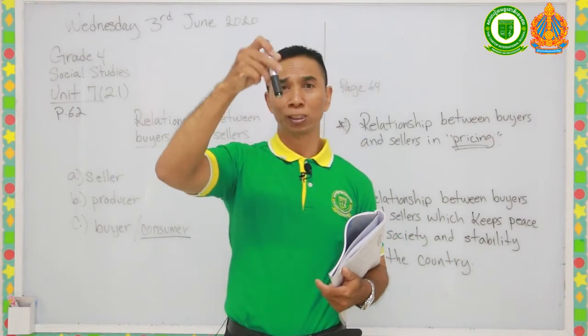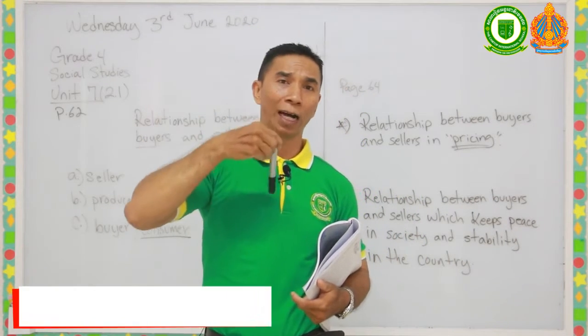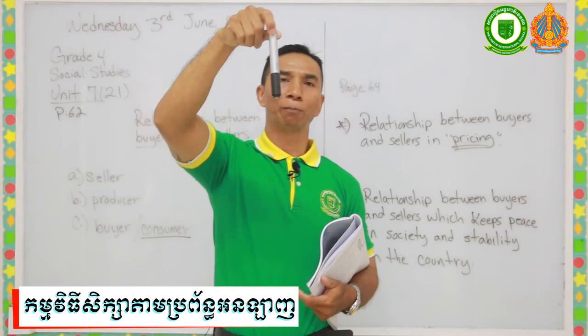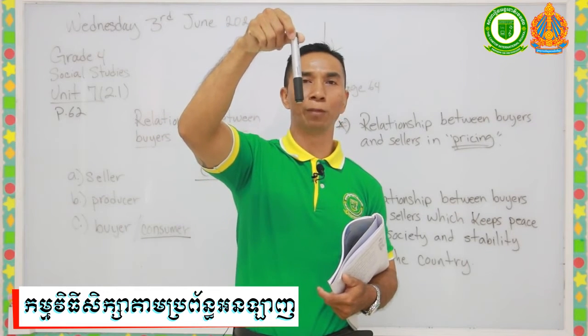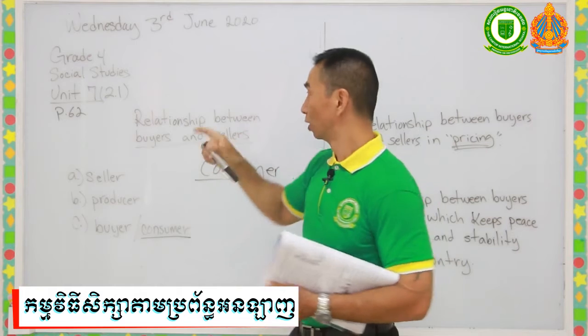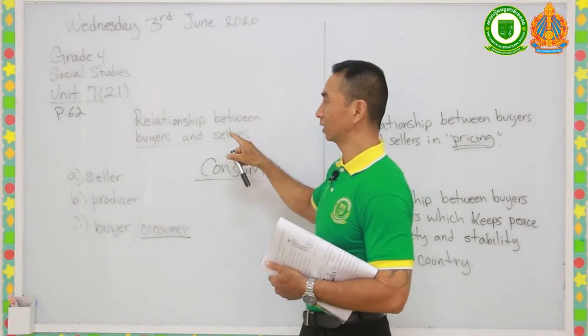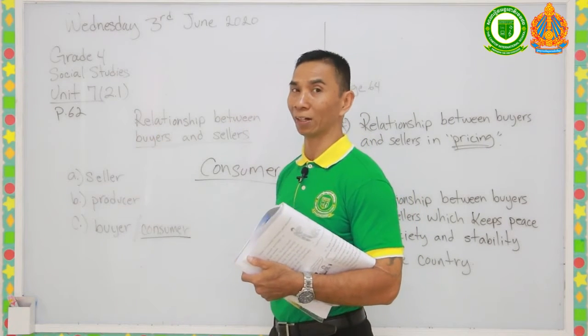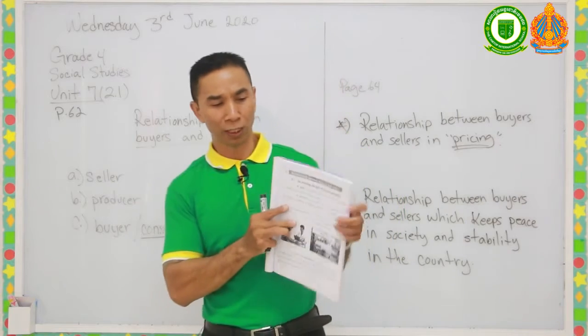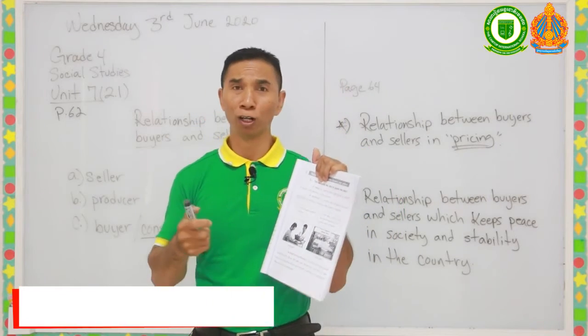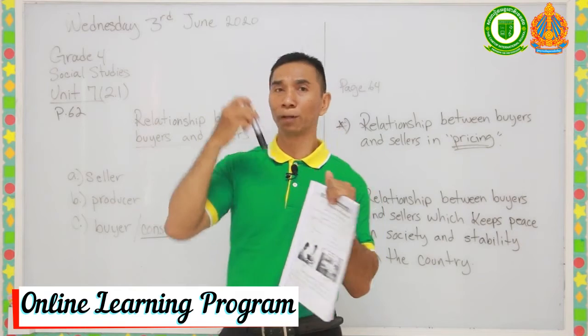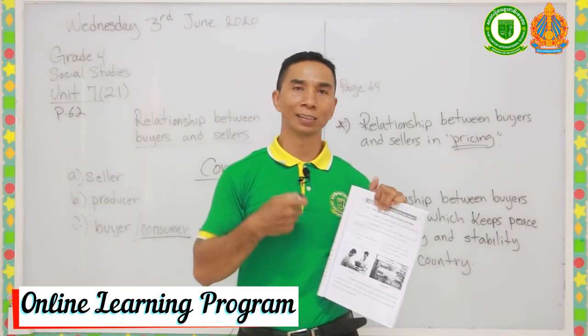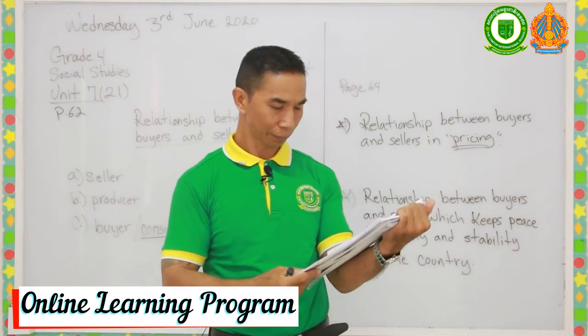Just say if I was the producer of this pen, I own the factory who makes probably hundreds of millions of this pen a month. Then I sell this pen to the sellers, and the sellers sell it to you, the buyers. And that is what this whole page is about, how the producer sells the product to the sellers, and the sellers sell the product to you.